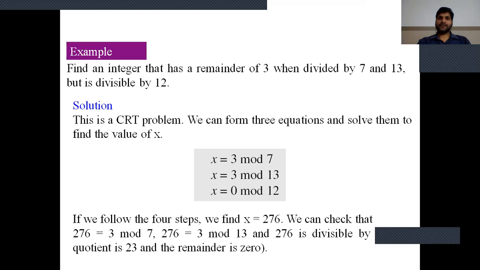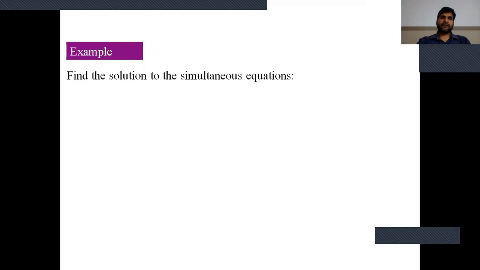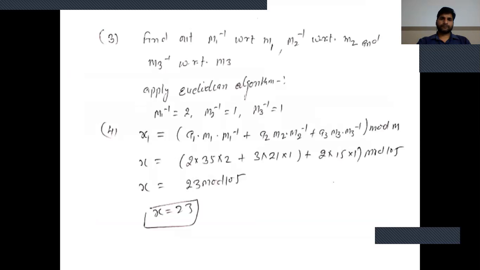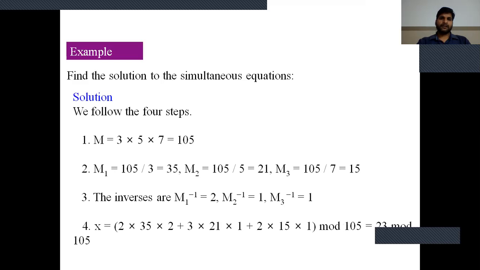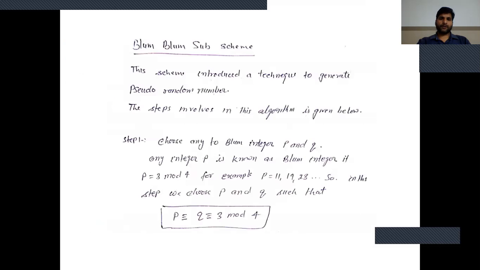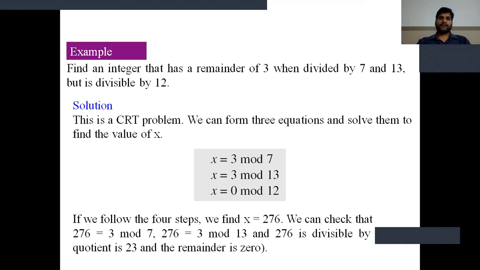After finding the inverse, we calculate x according to the equation: x equal to a1, M1, M1 inverse, plus a2, M2, M2 inverse, plus a3, M3, M3 inverse. By this equation, we solve the value of x equal to 276.